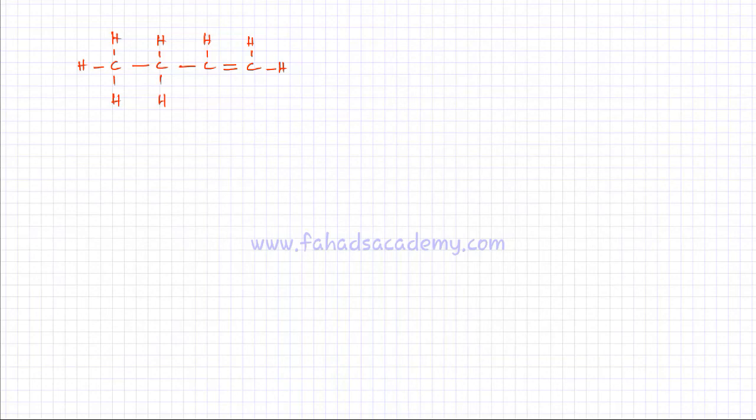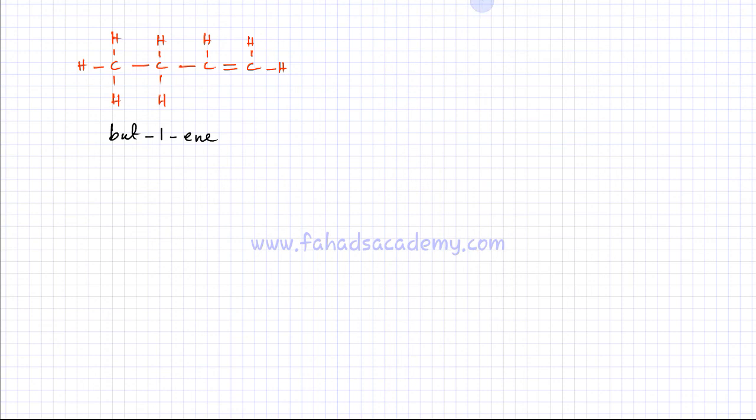Let's do another example of positional isomers. I've drawn a molecule of but-1-ene where the carbon double bond carbon is at carbon number 1. Let's write down the name of this molecule. It's but-1-ene, and I'm going to try and draw a positional isomer of this very molecule. I'm going to change the position of this double bond, this functional group.